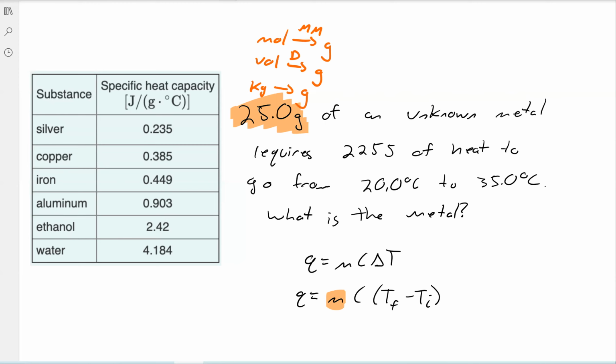All right, then we take a look at what other value we have. We have 225. That's the heat, right? So that's going to go into our Q. Another thing I could have given you there is kilojoules instead of joules, and then you would have had to convert.